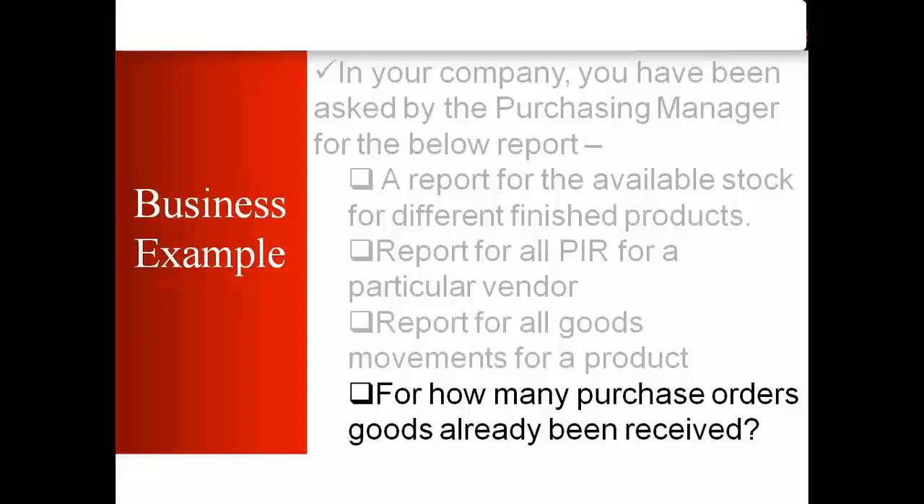Another example can be how many purchase order goods have already been received. For example, if we send maybe 20 purchase orders to a specific vendor, out of 20, how many orders have we received the goods for and how many are pending, which are called open purchase orders. So these are examples of how we find the reports, where the reports are in the system.